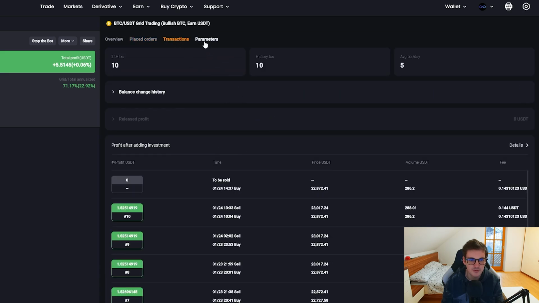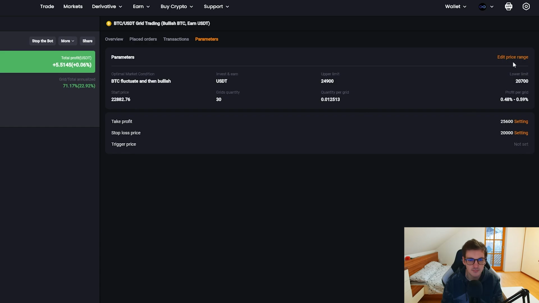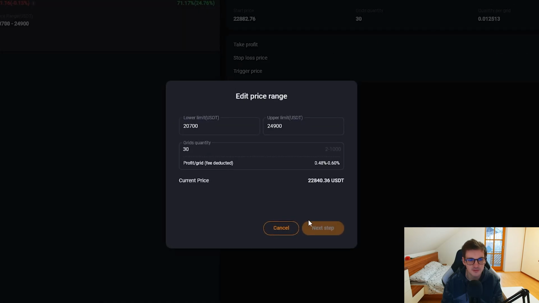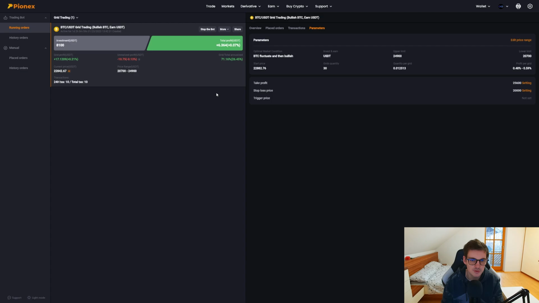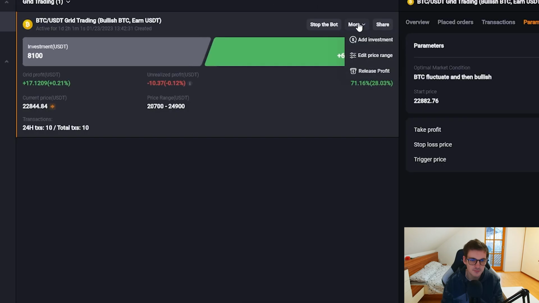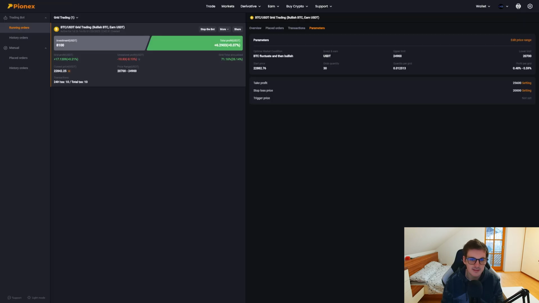Transactions will show you all transactions made by the bot, and parameters will show you an overview of your specified parameters with an option to change them as well. After a bot has been started, you can also add more money to it, edit the price range, or release the profit. For now, let's keep it running and have a look at the other grid bots.